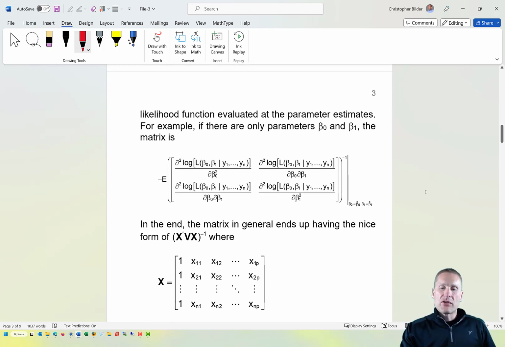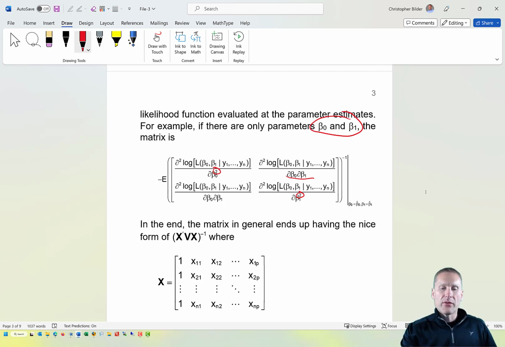So if I have just, let's say, two regression parameters, beta 0 and beta 1, the estimated variance covariance matrix of these maximum likelihood estimators will be found like this. Again, notice I'm taking the second derivative of the log likelihood function, but also I'm taking these partial derivatives, beta 0 and beta 1, with respect to it as well.